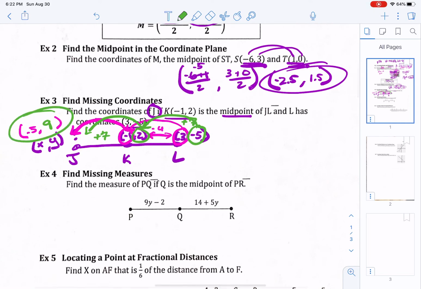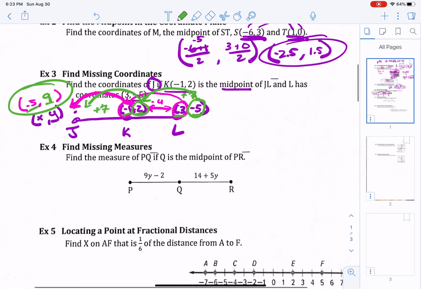So negative 5 comma 9 would be my coordinates there for the new point, okay? You could check your answer by doing negative 5 plus 3 divided by 2, which will give you negative 1. 9 plus a negative 5 divided by 2 will give you 2. Okay, so you can check that. But just working backwards, negative 5, 9 is your point, all right?